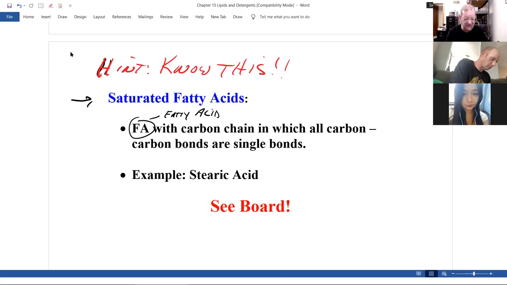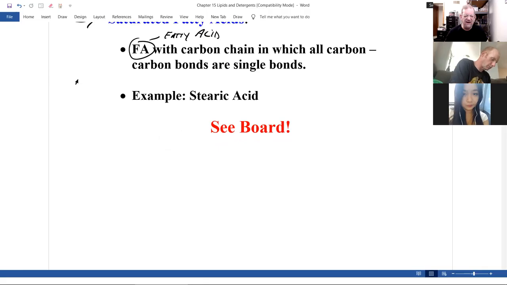But anyway, saturated fatty acids, you know, are fatty acids with a carbon chain in which all carbon-carbon bonds are single bonds. If you put down that all bonds are single bonds, I'll mark that wrong because the carbonyl carbon is not. There's a common name.